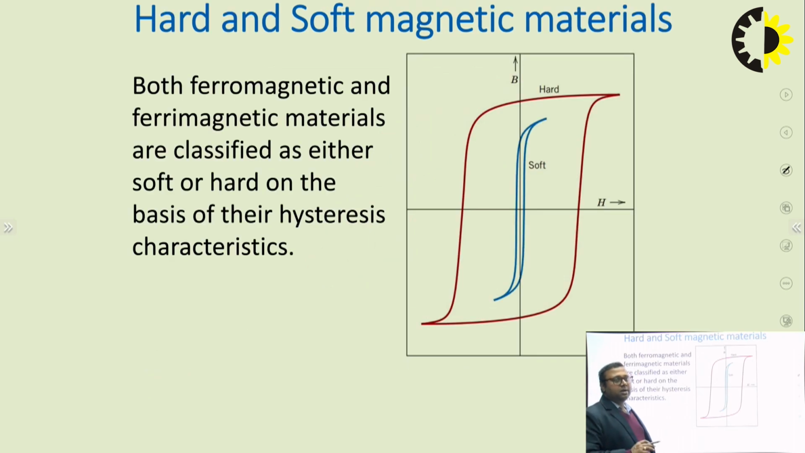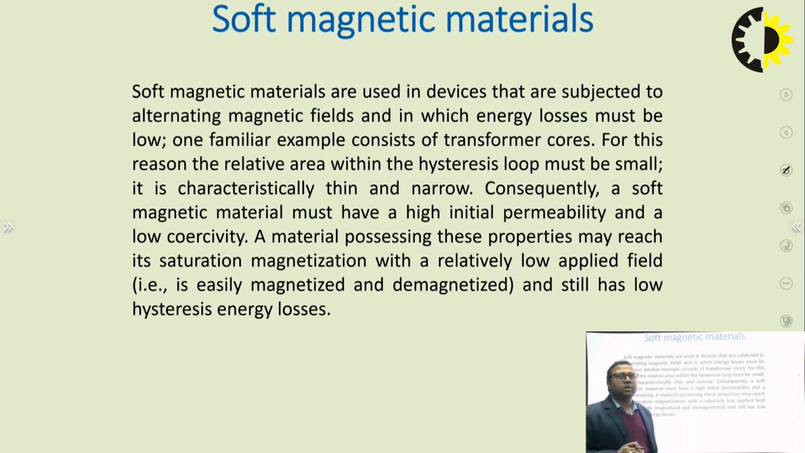So there are two types of magnetic material. One is hard magnetic material and another is soft magnetic material. You can see that in the case of soft magnetic material, the retentivity is generally higher and coercivity is lower. Whereas in the case of hard magnetic material, coercivity is higher and retentivity is lower. So both ferromagnetic and ferrimagnetic materials are classified as either soft or hard materials on the basis of the hysteresis characteristics.